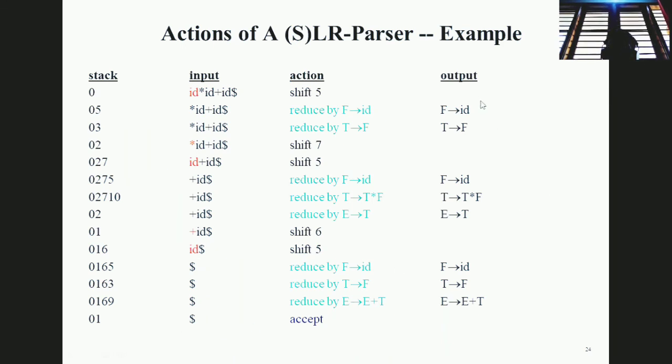Now at the same time, you can observe that we have produced the output as F tends to ID, T tends to F, F tends to ID, T tends to T star F, E tends to T, F tends to ID, T tends to F, E tends to E plus T. These are the productions used to construct the parse tree from bottom to top. When you reach this particular level, you have reached the top of the root. That is, you have parsed the string successfully.